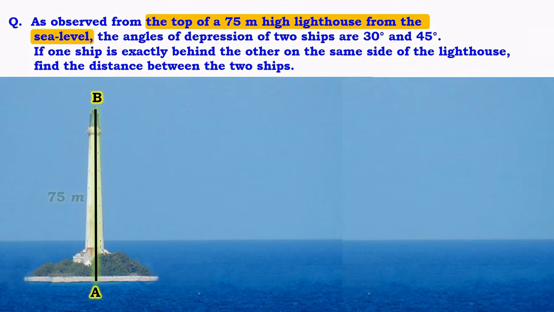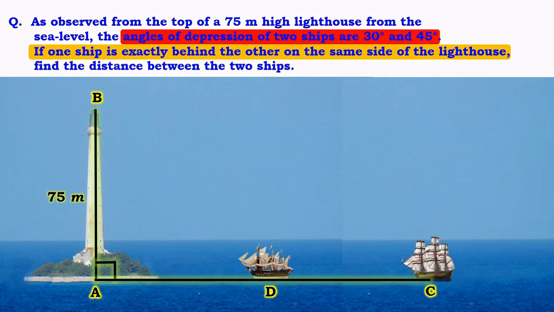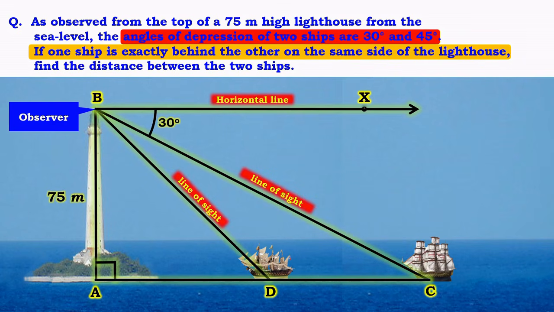In the figure, point B represents the observer at the top of the lighthouse, and A represents the foot of the lighthouse. Therefore, AB represents the height of the lighthouse, which is 75 meters. There are two ships shown in the figure. The nearer ship is at point D, and the farther ship is at point C. The horizontal line through the observer is BX. The two lines from the observer to the ships are the lines of sight.